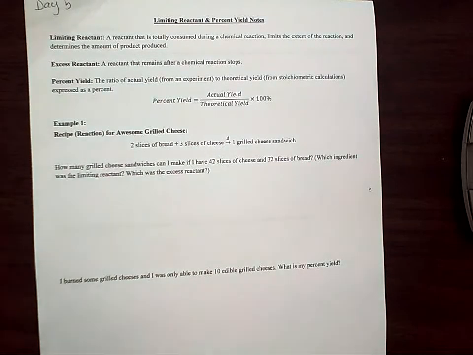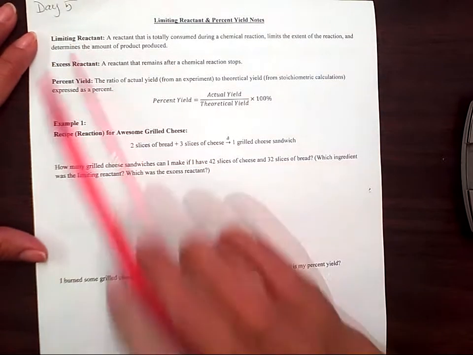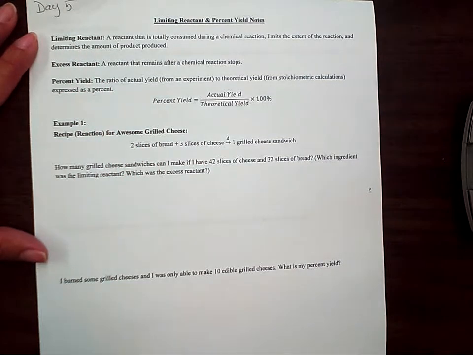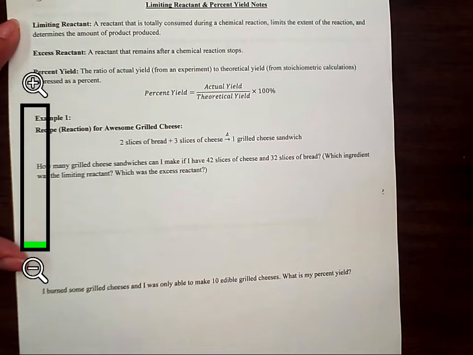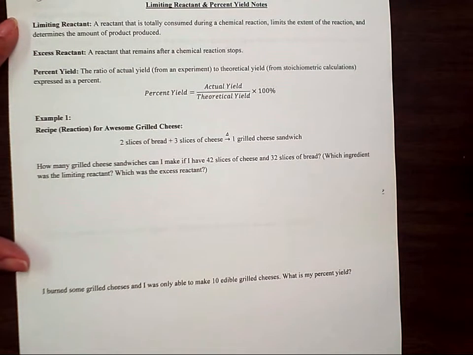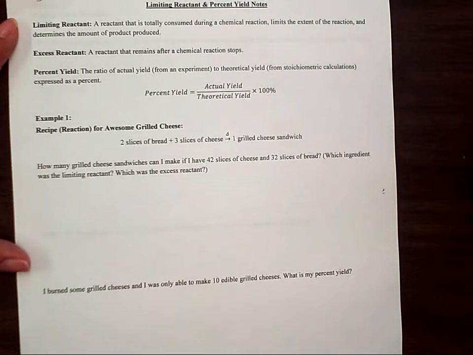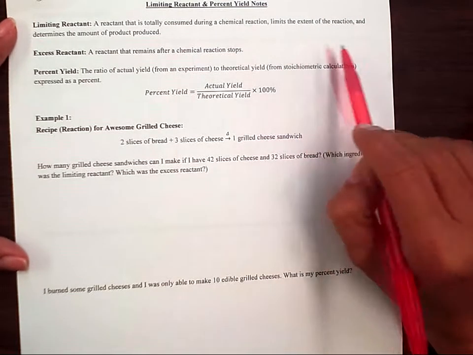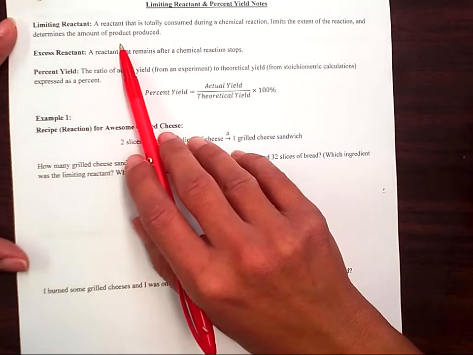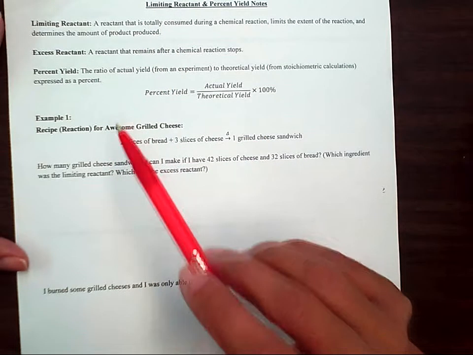Okay, so today we're doing limiting reactant and percent yield notes. The first thing is you need to know the definition of a limiting reactant: a reactant that is totally consumed during a chemical reaction. It limits the extent of the reaction and determines the amount of product produced. We'll talk about that in a minute.